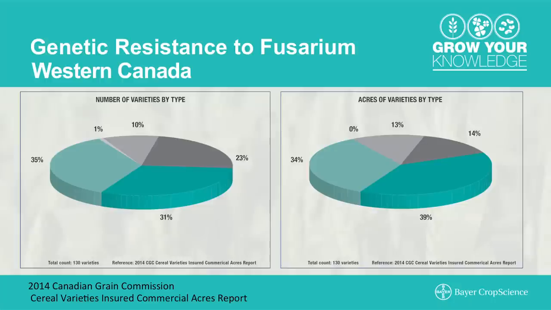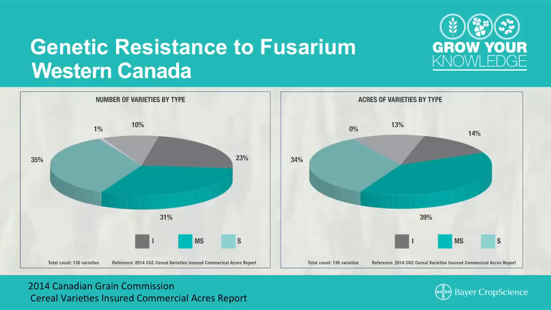So now let's look at the genetic resistance of some of the crops and some of the crop dynamics that we have going on with us. This is some data obtained from the Canadian Grain Commission again, looking at the different wheat types that are available in the prairies, and looking at the numbers of varieties broken out by resistance types, i.e. varieties that are susceptible to Fusarium, to moderately susceptible, intermediate, and moderately resistant. And as you can see in the graph to the left, there's a fairly good split amongst the genetic differences in resistance types between these varieties.